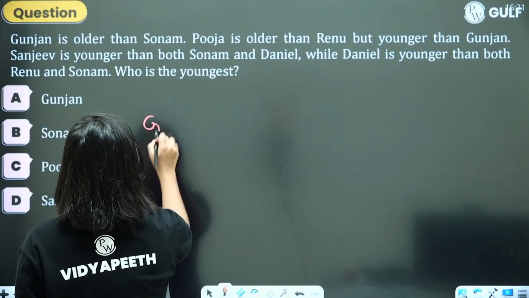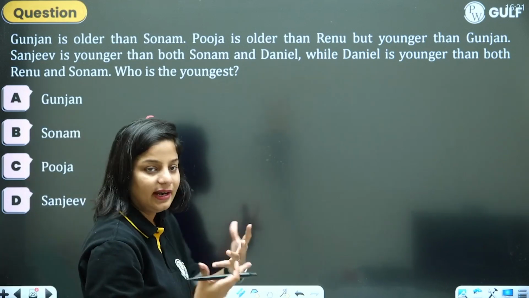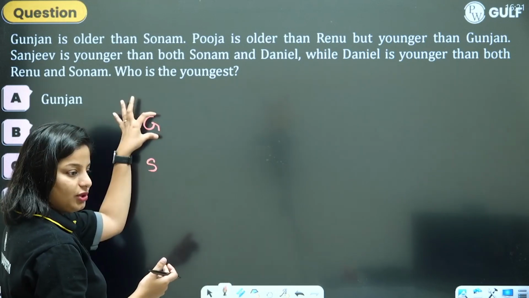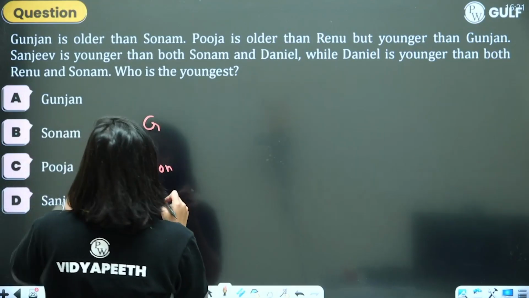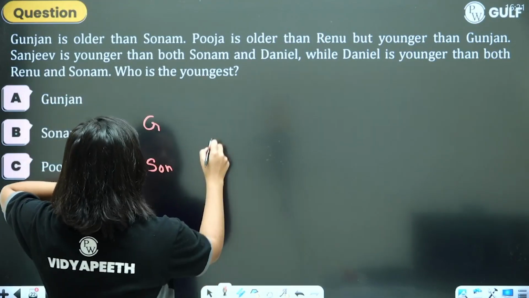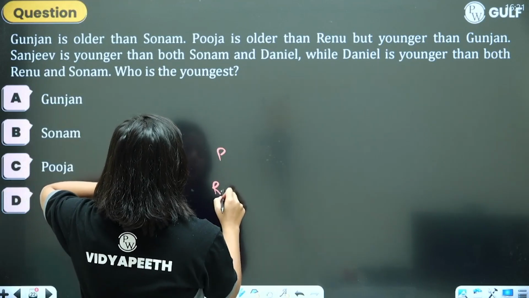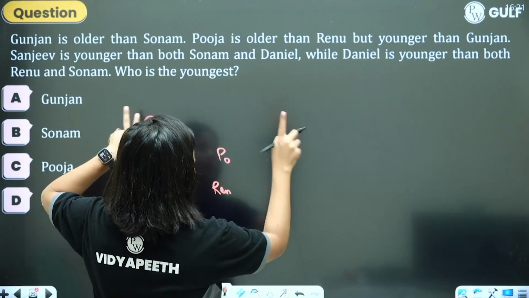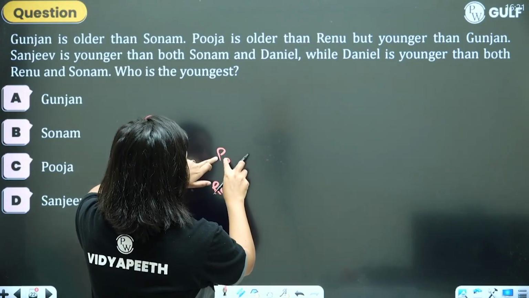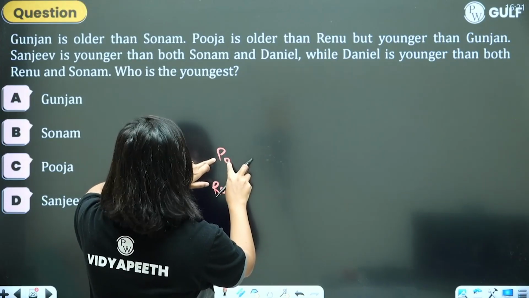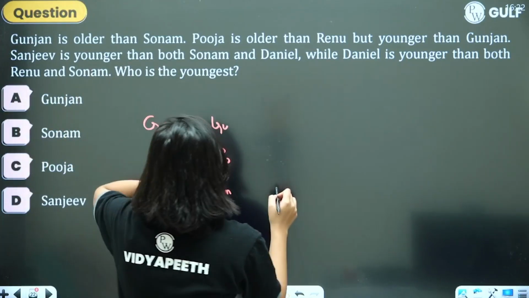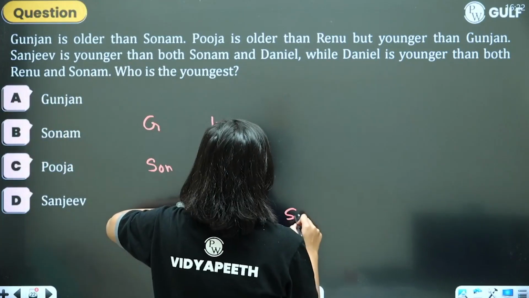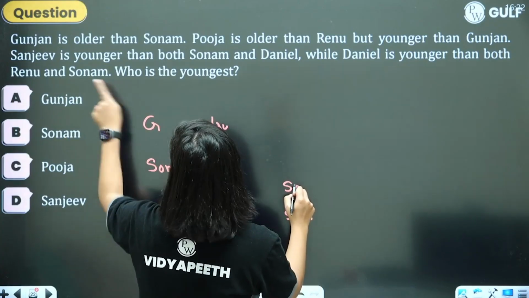Gunjan is older than Sonam. So the trick that I use, whoever is older, I wrote it at the top. Younger one, I wrote it at the bottom. And similarly, Pooja is older than Renu. But Pooja is younger than Gunjan. Okay. Sanjeev is younger than Sonam.